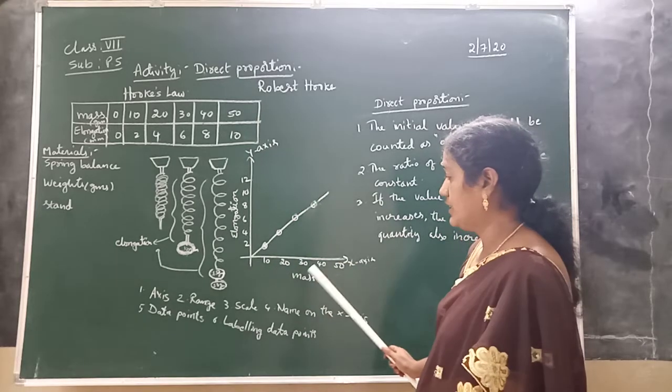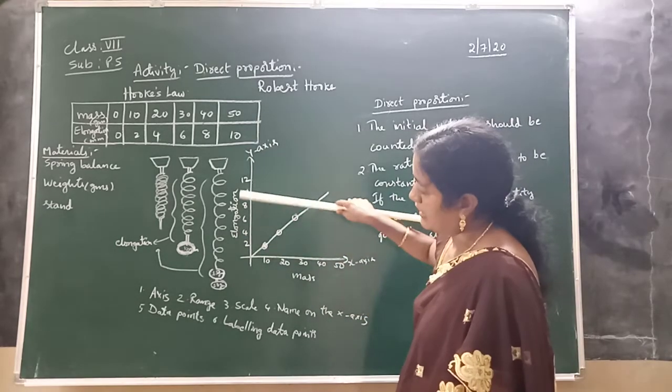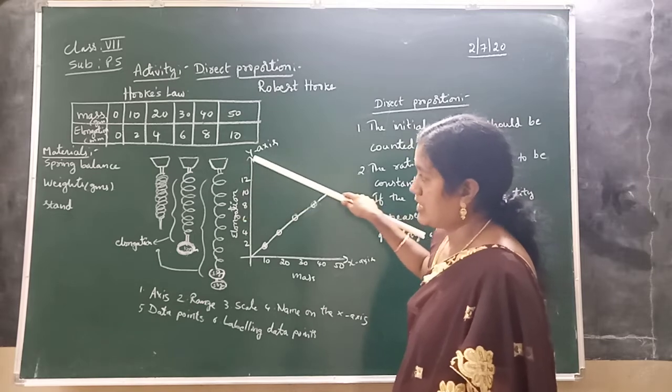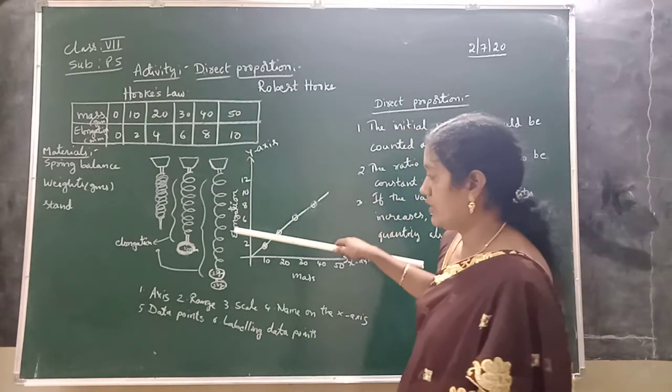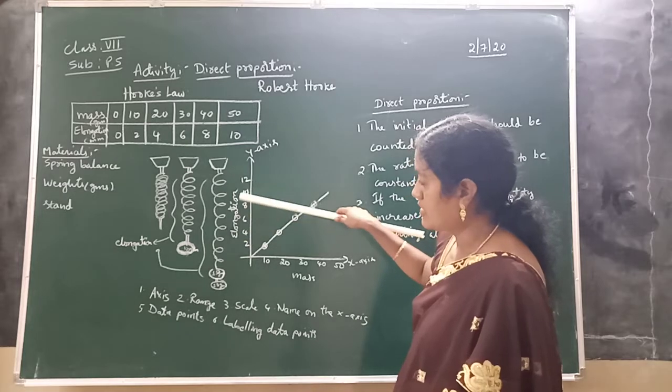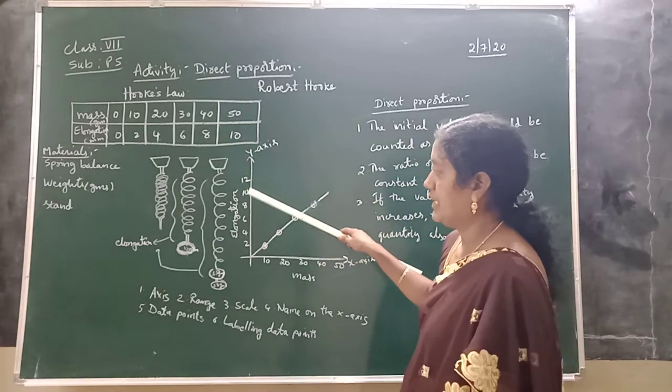So 10, 20, 30, 40, 50. And here it is elongation. It is taken on the y-axis because it is the dependent value. Okay, children. So here elongation is 2, 4, 6, 8, 10.